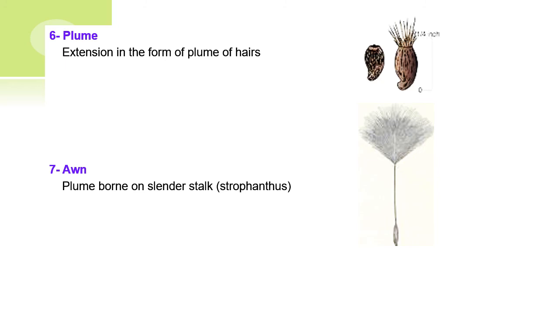Plume, which is a group of hairs on the top of the seed. Awn, which is a group of hairs borne on a cylindrical stalk, or plume borne on a cylindrical stalk, as in strophanthus. This is the stalk for the group of hairs, or tuft of hairs, or the plume as described before.